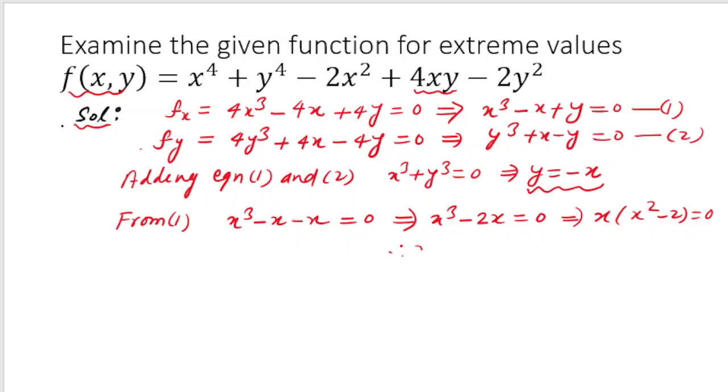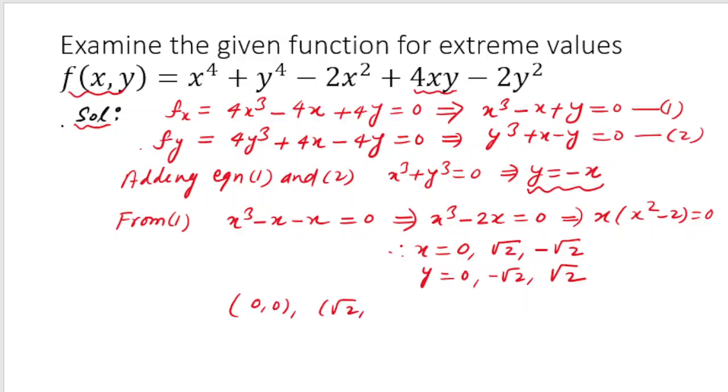Therefore we have got x is equal to 0, x is equal to root 2 and minus root 2. If x is this and y is equal to minus x, then y will be equal to 0 for 0, minus root 2 for root 2, and root 2 for minus root 2. So we have got three critical points. For x is equal to 0 we get (0, 0). For x is equal to root 2 I get (root 2, minus root 2), and for x is equal to minus root 2 I get (minus root 2, root 2). So the first step is over. I got three critical points.